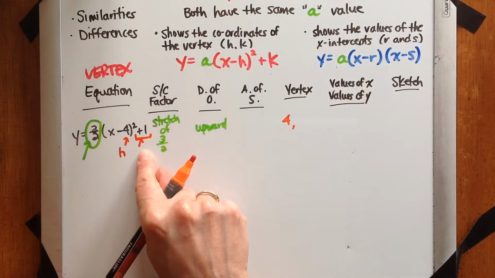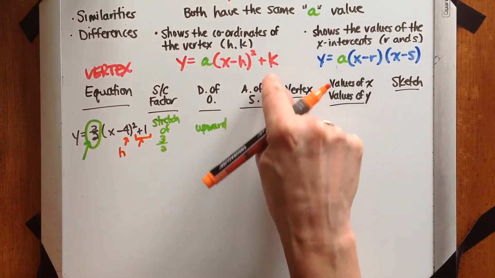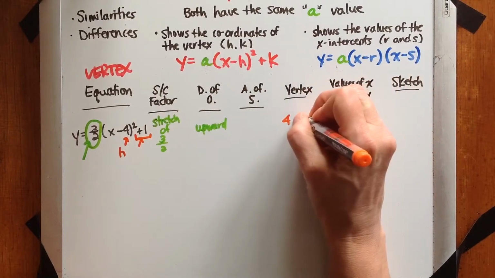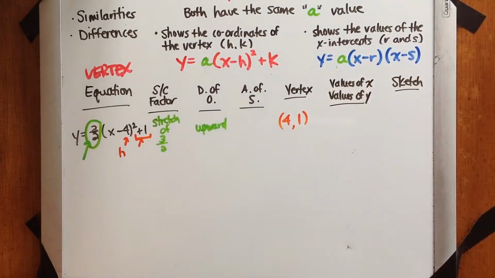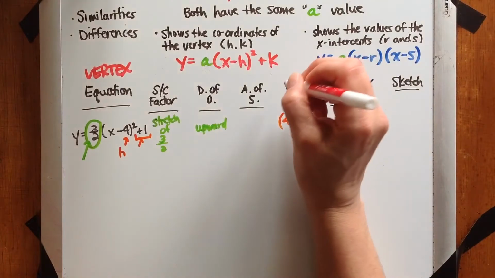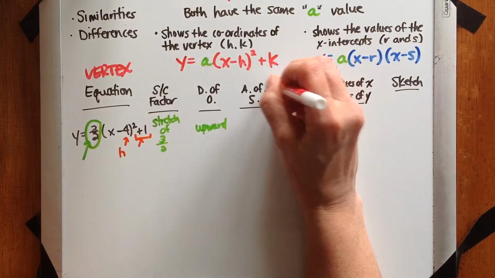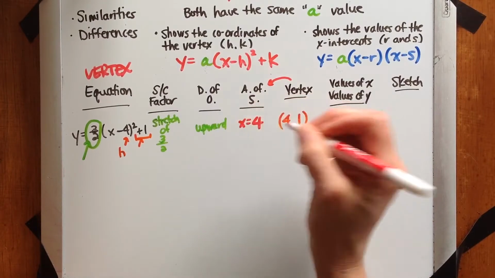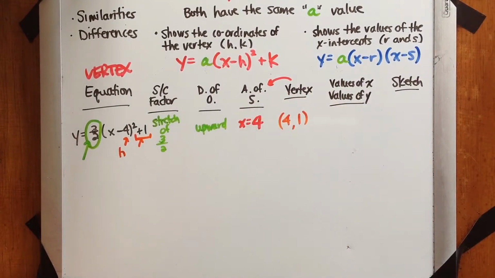The y value of the vertex can be read here from k directly because it has a positive in front of it. So the coordinates of the vertex would be 4, 1. And then because the axis of symmetry and the vertex are connected to each other, the x value of the vertex is also the equation of the axis of symmetry. So x equals 4 would be where the parabola has a mirror image on either side.